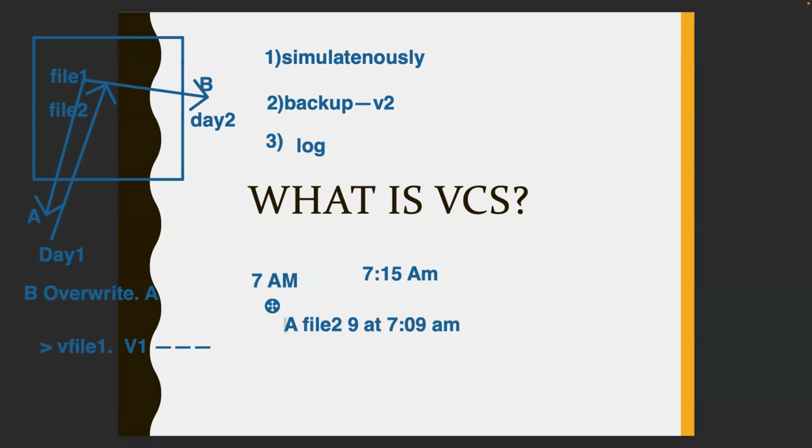Here, first, we'll be learning the version control system with respect to these three aspects: maintaining versions simultaneously, maintaining the backups, logs, and all. From this perspective, we'll learn first, right? Like how developers are storing the code, how they are maintaining the version.